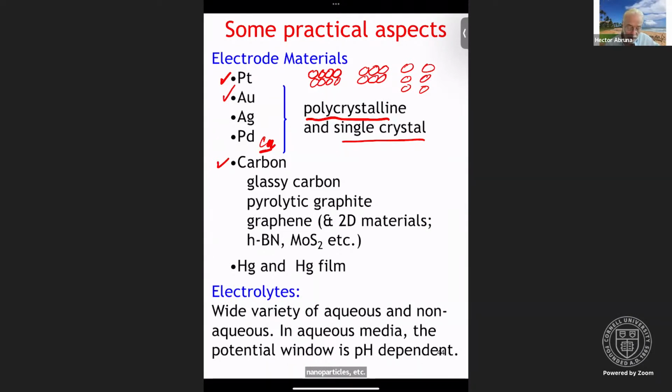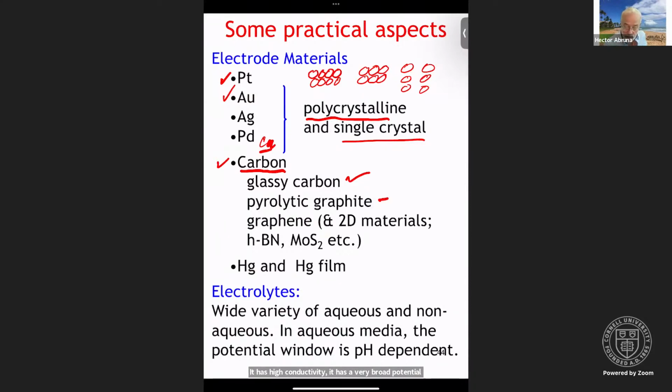Carbon, as I mentioned, is also a very common material. Glassy carbon is a really beautiful electrode material. Glassy carbon, also known as vitreous carbon, is a very hard substance made by the pyrolysis of typically things like polymers. It has high conductivity. It has a very broad potential range.